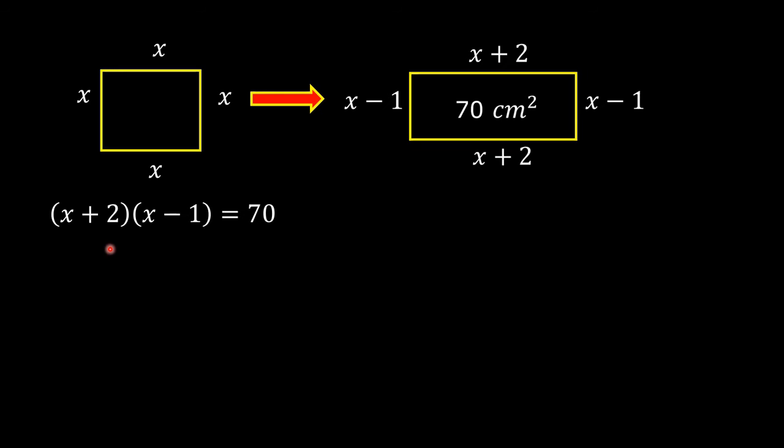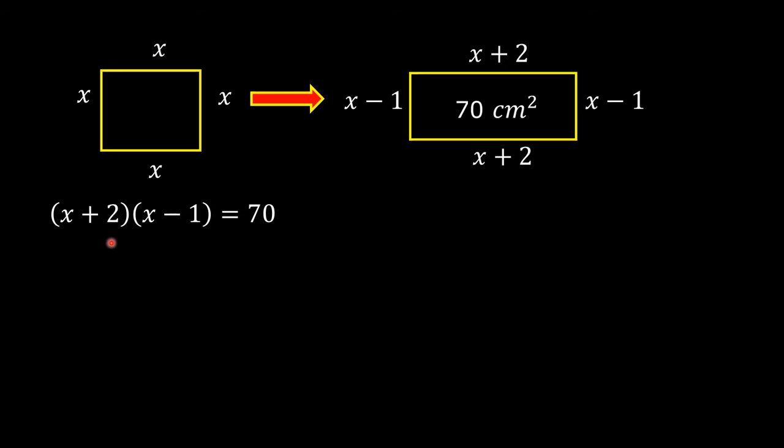So the quantity x plus 2, this is the length, times the quantity x minus 1, this is the width, is equal to 70, this is the area. Remove the parentheses by multiplication. Let us multiply the first term by the first term. X times x is x squared. And then the outer terms, x times negative 1, negative x.